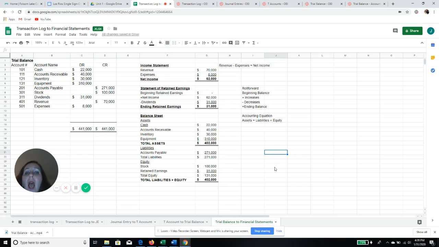All right. Remember, this is always a great way to check that you've done everything right. Your balance sheet should be in balance. Your total assets should equal your liabilities plus your equity.